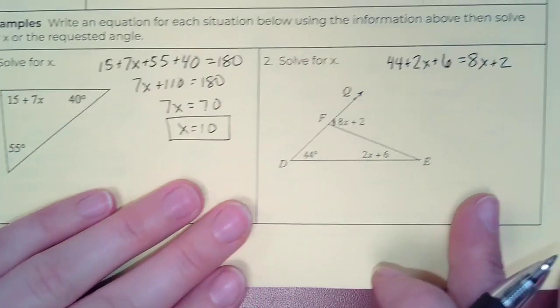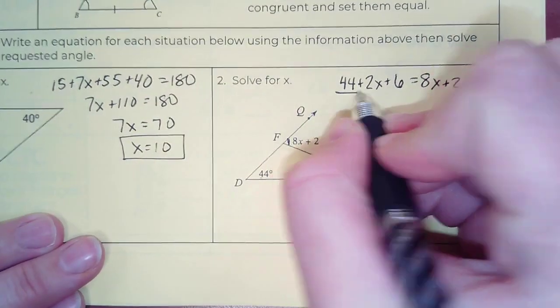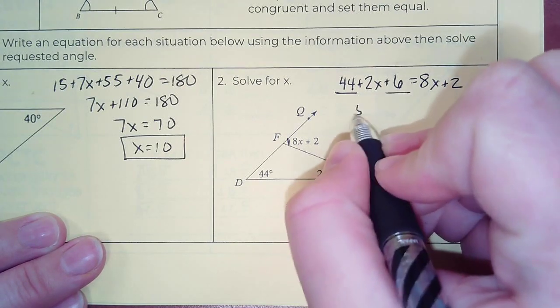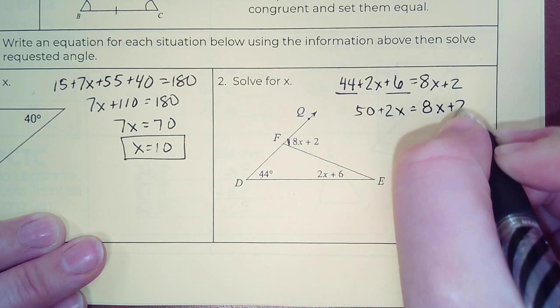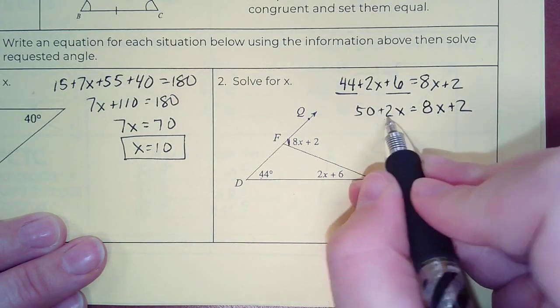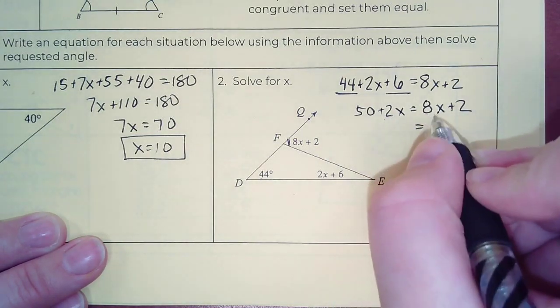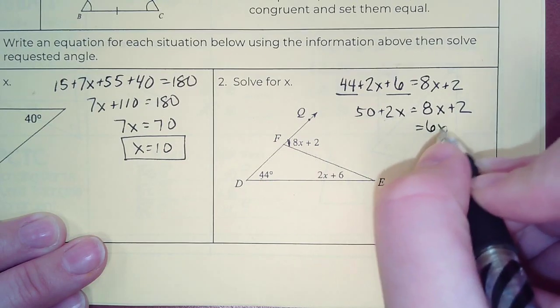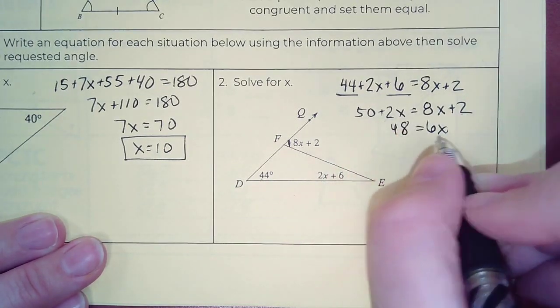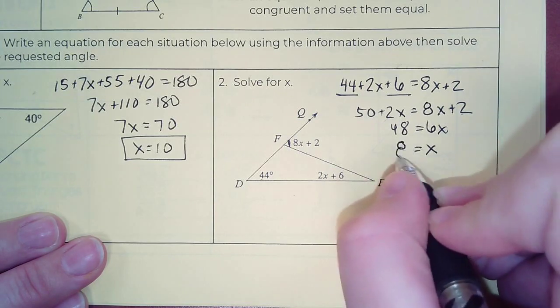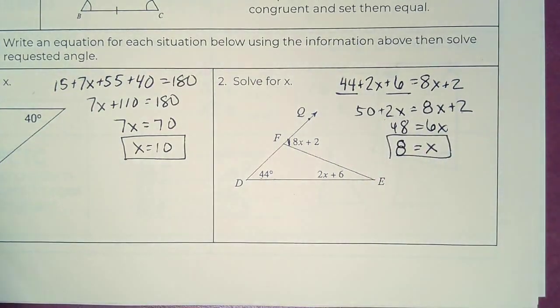Combining my like terms, 44 plus 6, that's 50, plus 2x equals 8x plus 2. Subtract 2x on both sides, 8 minus 2 is 6x. Subtract 2, 50 minus 2 is 48. Divide by 6, so x equals 8. When you're ready, flip the page.